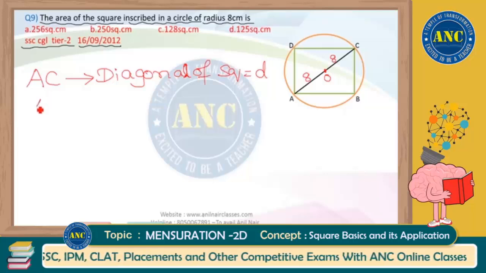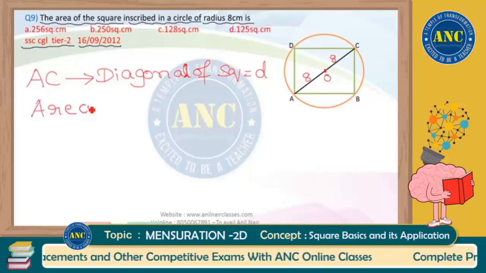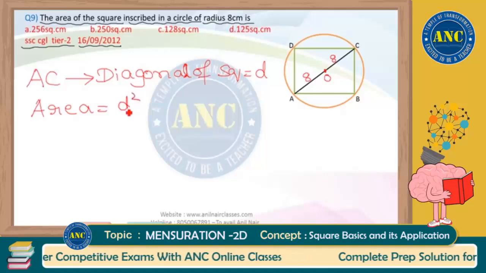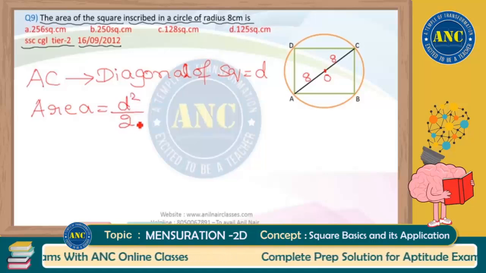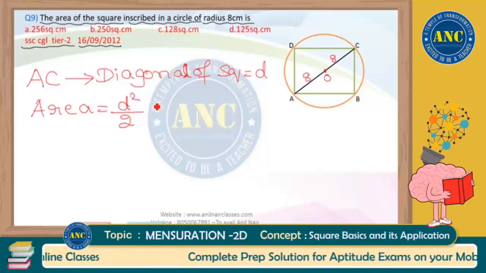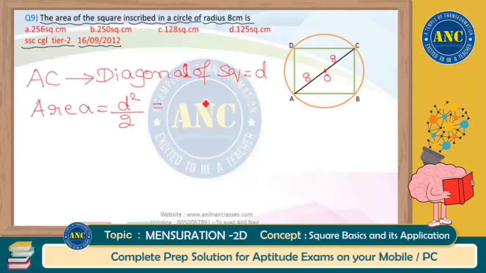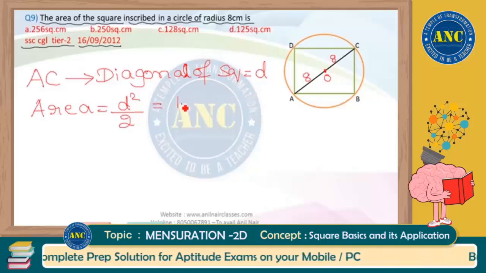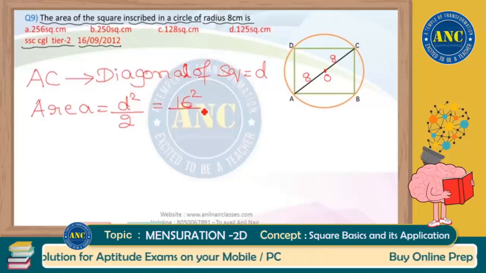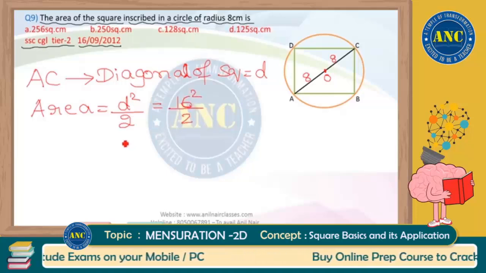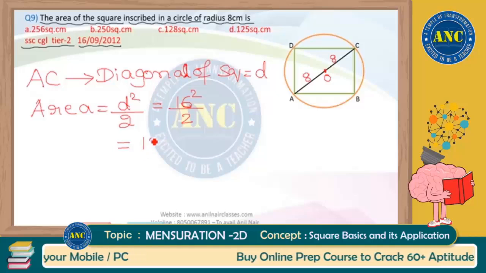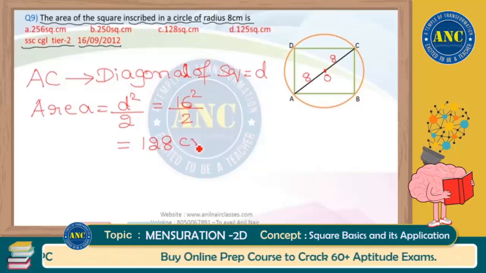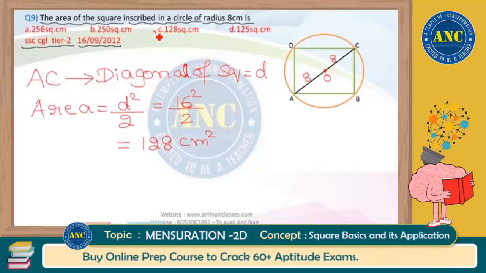Now, what is the area of the square? Area of the square is diagonal square divided by 2. Now, I know that diagonal value is nothing but 16 totally. So, it is 16 square divided by 2. So, which is 256 divided by 2. It is nothing but 128 centimeter square, which is option C.